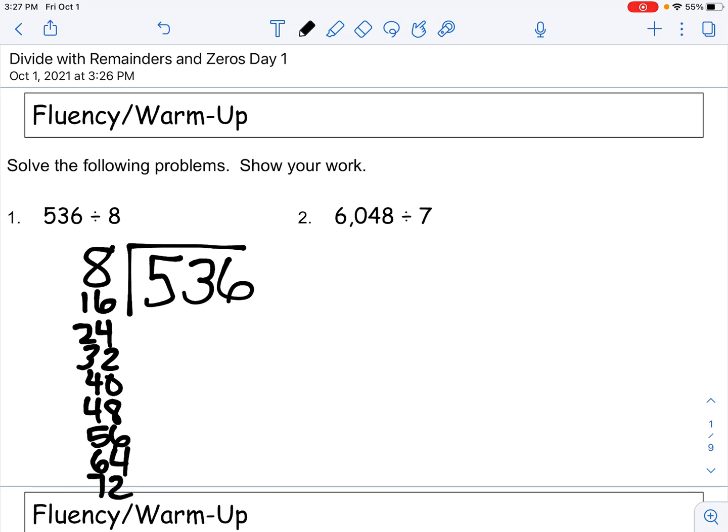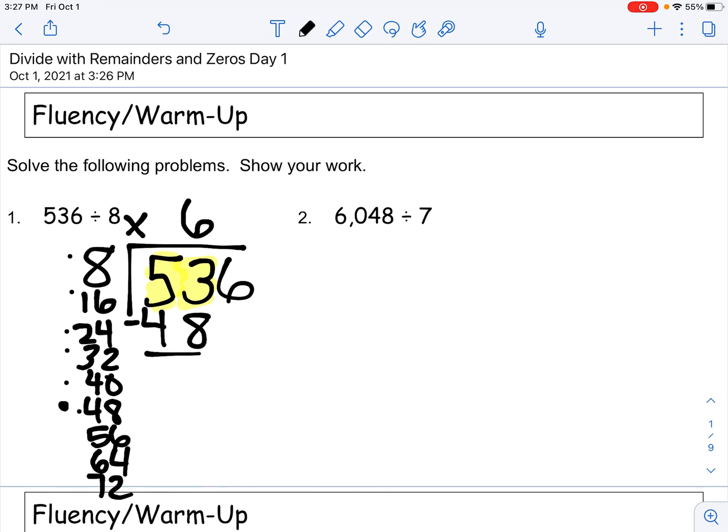Now we can use that to help us. First thing we do, we got to find a number of groups. 5 is smaller than 8, so we're going to do 53. If we have 53, the closest in our skip counting is 48. So that means 6 groups. If I can count them, see? 6. So groups on top. Multiply. 6 times 8 is 48.